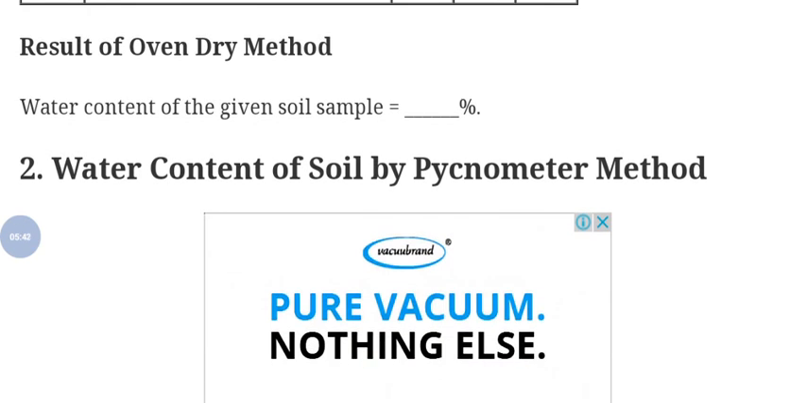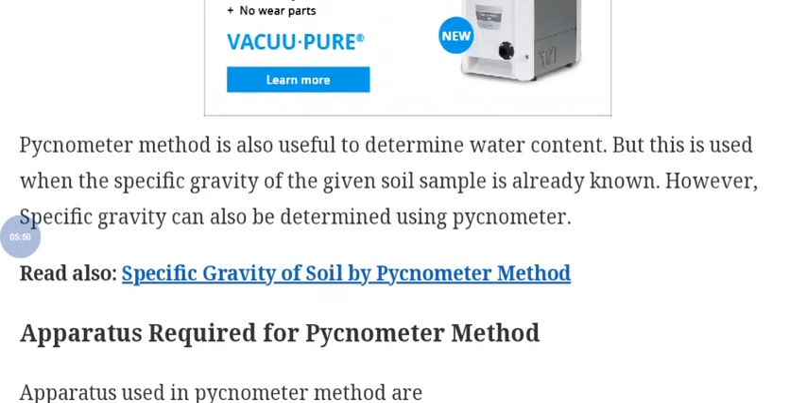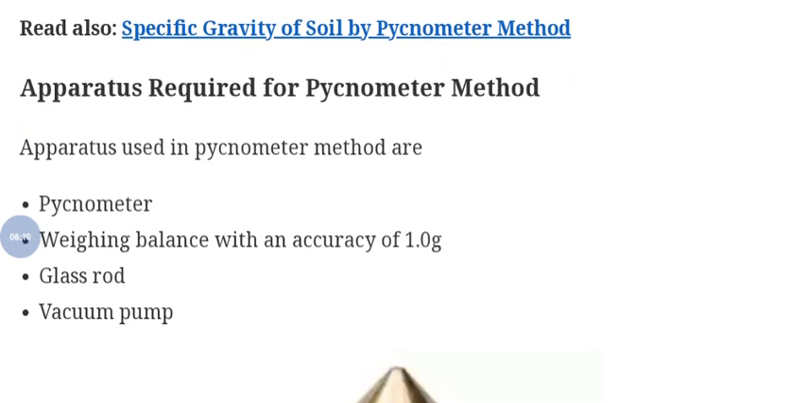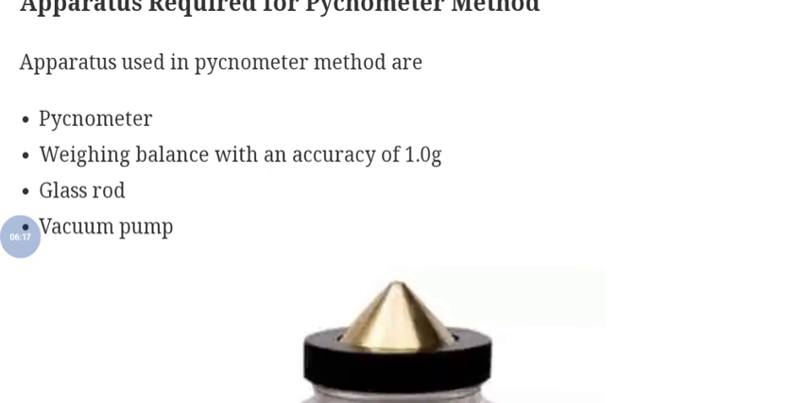Now the second procedure or second method is the pycnometer method. Pycnometer method is also useful to determine water content, but this is used when the specific gravity of a given soil sample is already known. However, specific gravity can also be determined by using a pycnometer, that we will discuss in another video. Apparatus required for the pycnometer method: pycnometer, weighing balance with an accuracy of 1 gram, glass rod, vacuum pump.